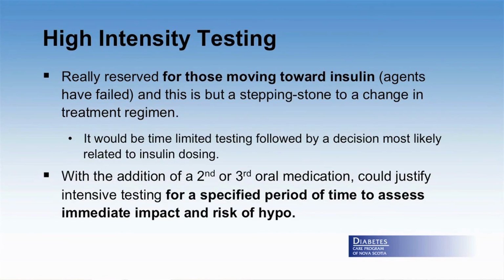The high intensity really are those that are moving toward insulin. There may be, you know, if they're ill and they're starting to drink a lot, you might start to test more frequently at that point. But for the most part, if you're actually saying, you know, we're failing oral therapy, we're going to have to start talking about insulin. You want to probably add the insulin to the oral therapy. You want to pick the time of the day. You have to have a sense of the patterns of when they're high, and that's absolutely reasonable.